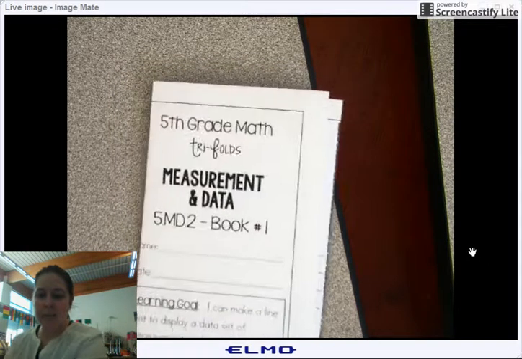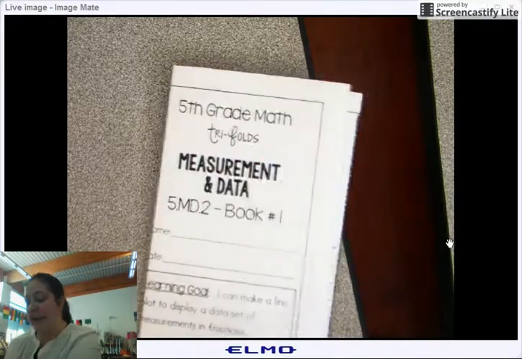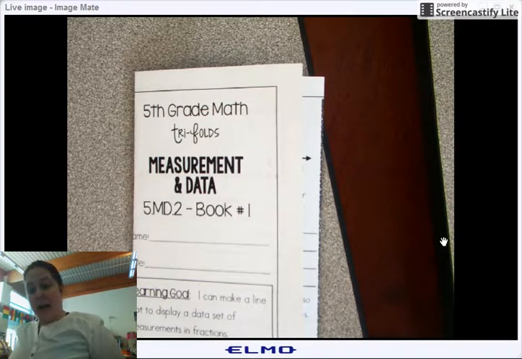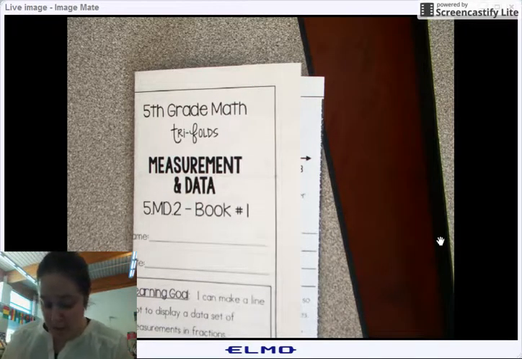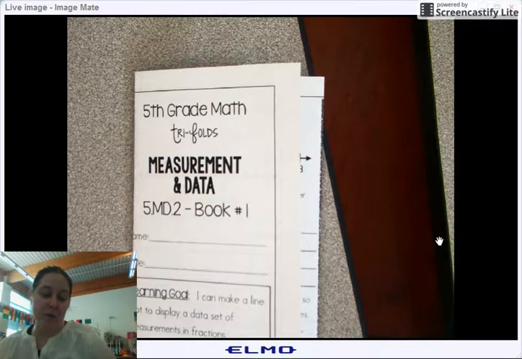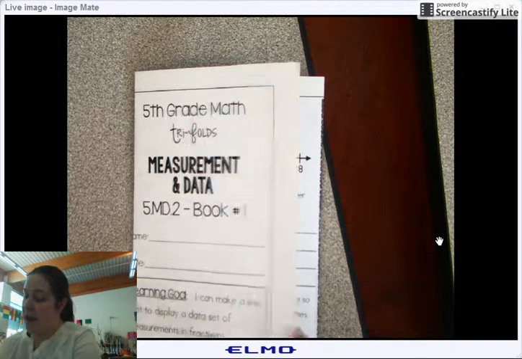Okay, guys, we are going to work on MD2 for this one. And MD2, I like MD2. It's a little bit more work. It definitely has multi-steps when you consider the different math parts. But I like working with adding and dividing fractions, so I enjoy this one.